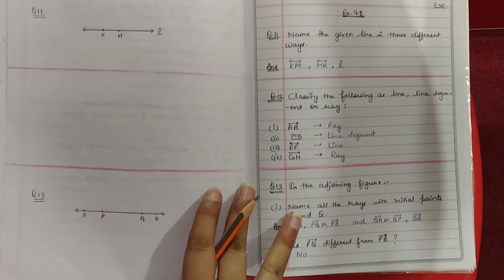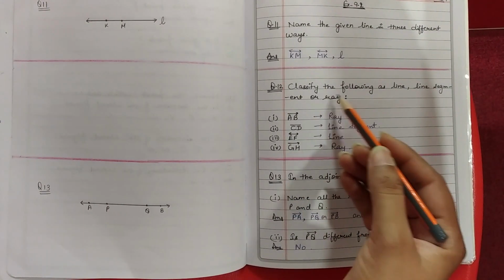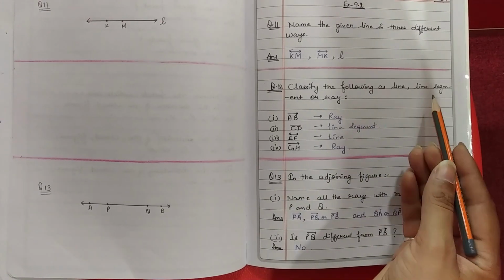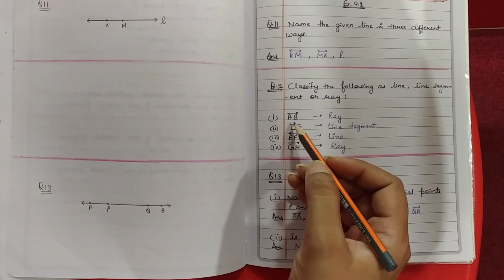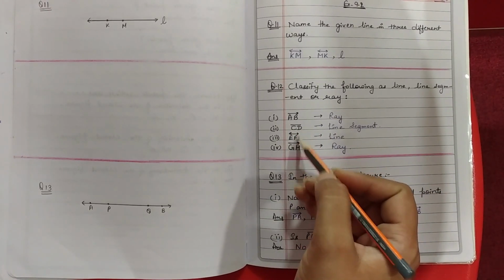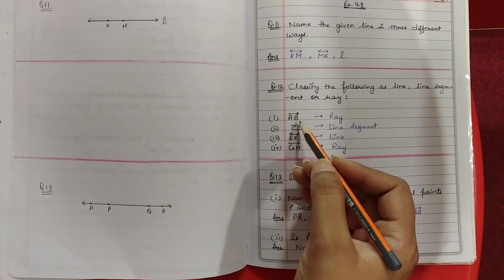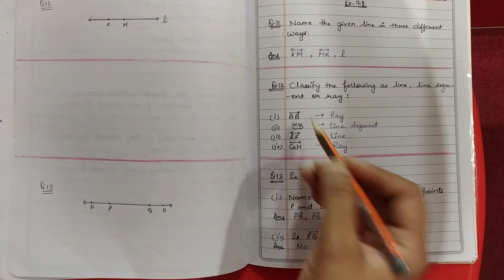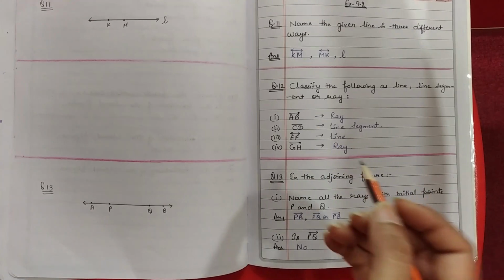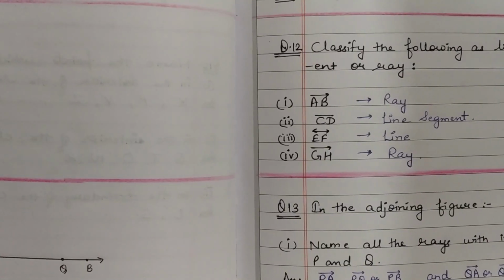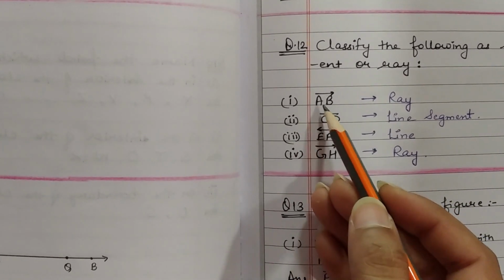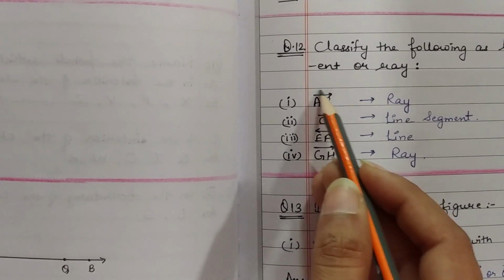So here we go with the next question. Classify the following as line segment or ray. In the sub-parts of this question, we have been given some English letters with symbols. So we need to recognize the symbols, children. Let me zoom in. It is AB with a symbol, and as we can say, it is the symbol of a ray.